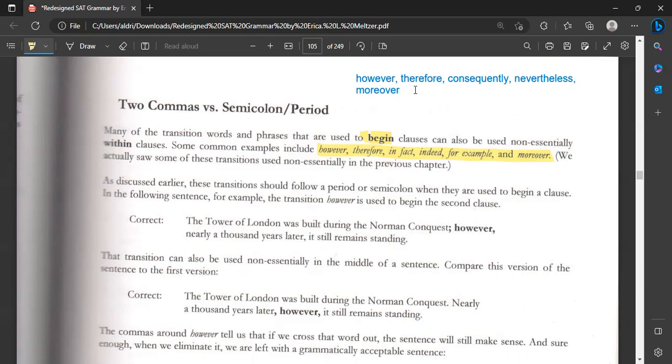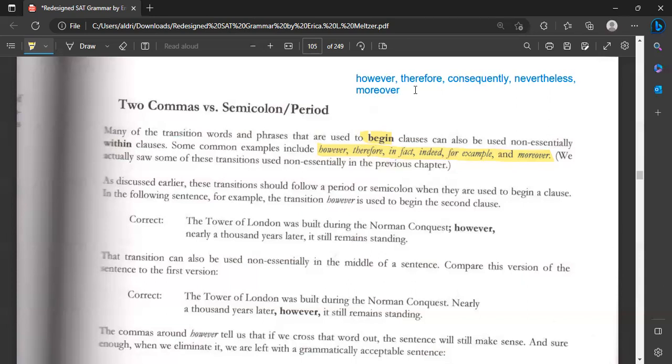So there are some words that are strong enough to begin a sentence, right? To begin a clause. So these should only be used to begin a clause. If they're going to be used within the clause, they should be used non-essentially. Usually these transitions come at the beginning of a sentence, so they're usually preceded by a period or a semicolon. That's when we're considering them as beginning a clause, and if not, they should be used non-essentially.